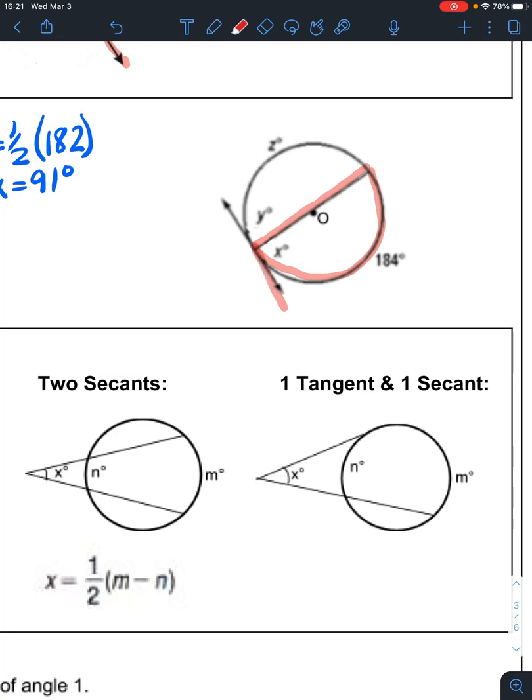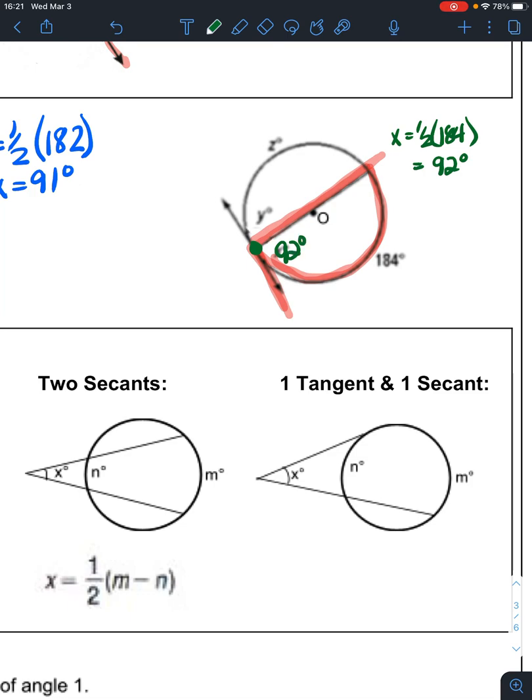Well, here's the angle. You need to kind of exaggerate that. That angle intercepts this 184 degree arc. Notice that the vertex is on the circle. The angle is equal to half the arc. So X is equal to half of 184. So half of 184 is 92 degrees. So angle X is 92 degrees.